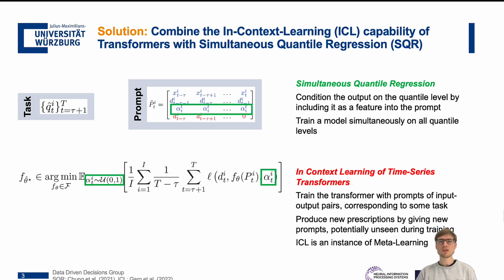Number two, we leverage the in-context learning capabilities of transformers. What that means is, to make an order prescription for a specific product at a specific time step, we give it a rather long input prompt. Let's say it sees the last 50 observations. Plus, during training, it sees all these prompts across the different products.